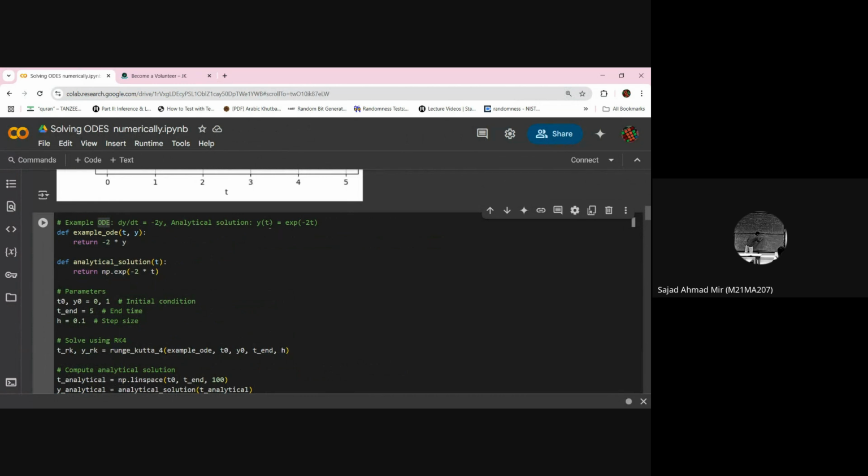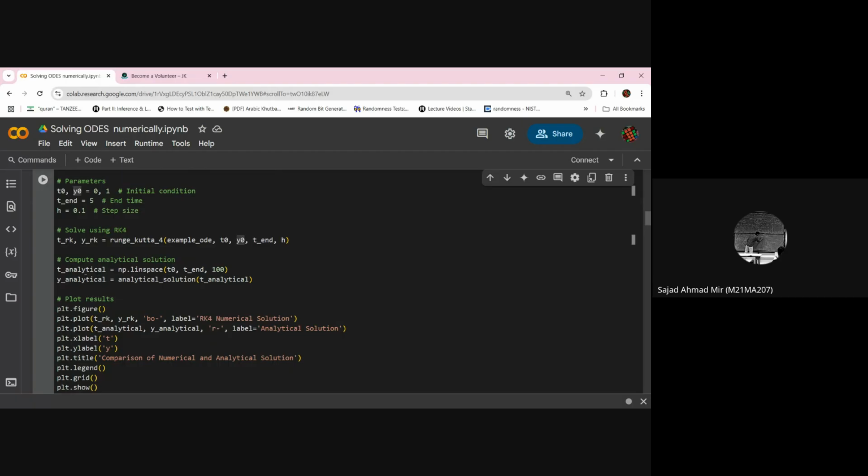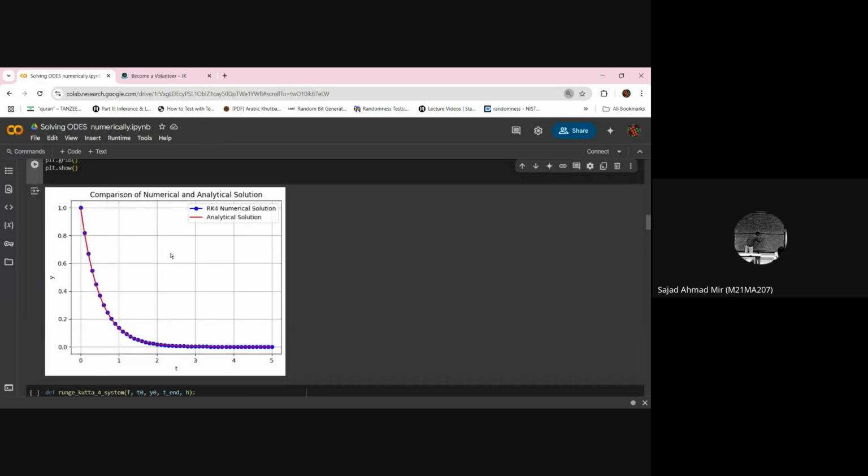Its analytical solution, if I go manually, is y(t) = exp(-2t) with some initial conditions. Now this is my example ODE, and this is my analytical solution. I will solve with the RK method with these initial conditions, and I will generate the points from the analytical solution. If I plot these points together, you can see these points are coinciding, right? Your blue dots are your RK4 numerical solution, and your analytical solution is the red line.